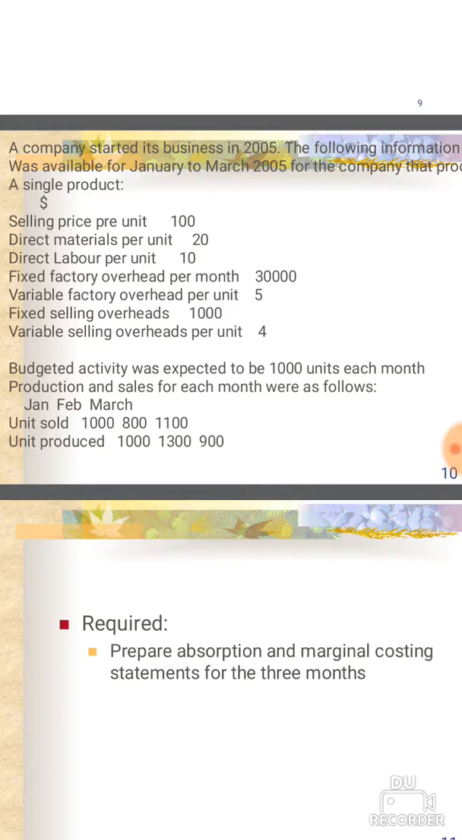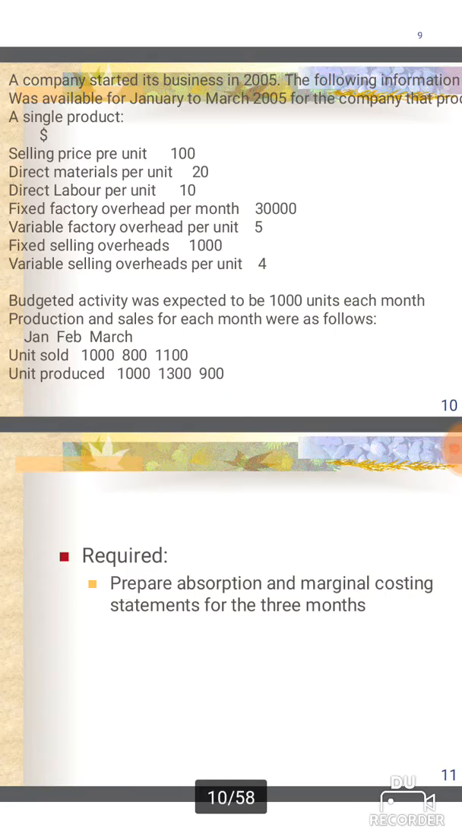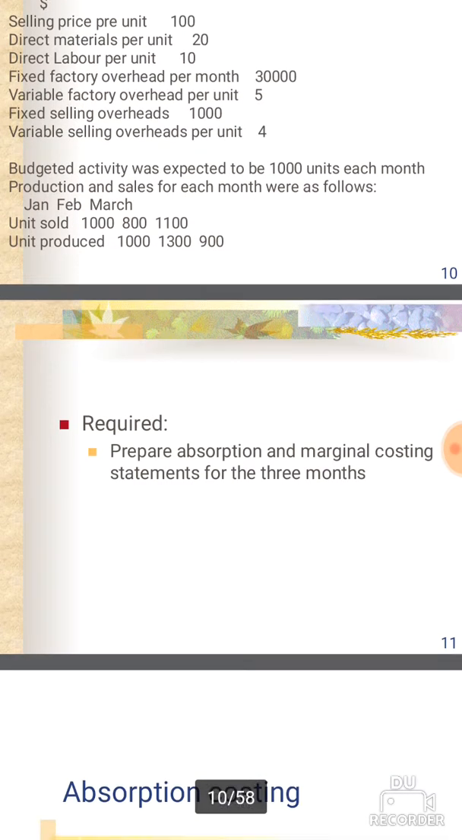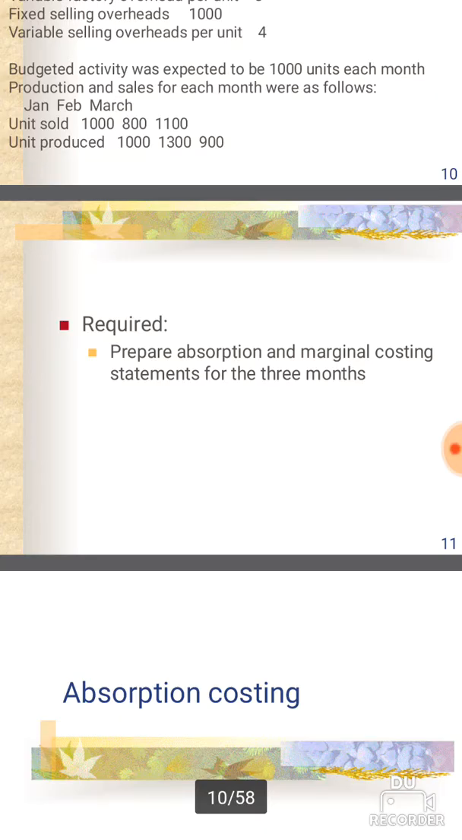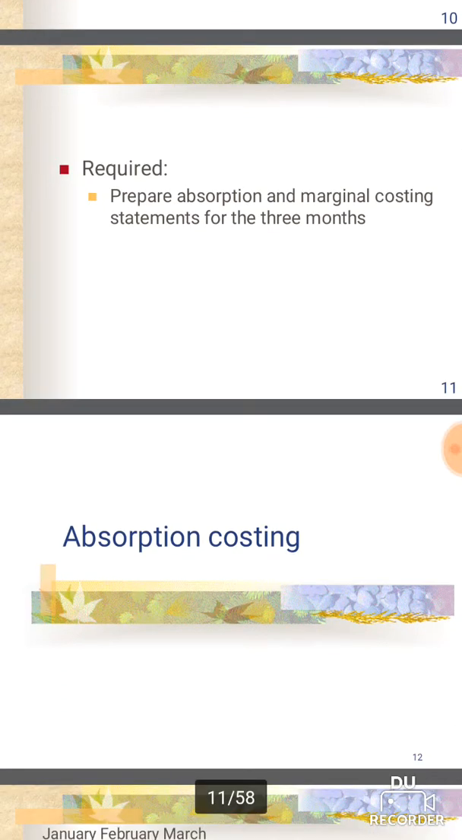Budgeted activity was expected to be 10,000 units each month. Production and sales for each month were as follows: January, February, March. Units sold 1800, 1100. Units produced 1000, 1300, 900. Required: prepare absorption and marginal costing statements for the three months.